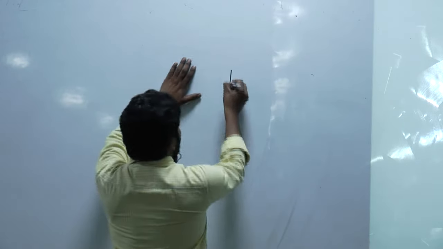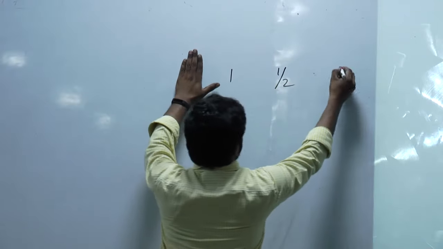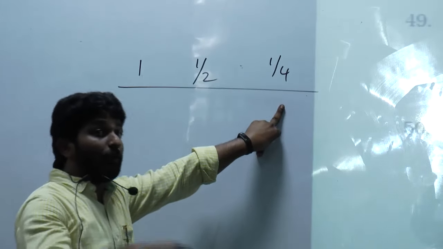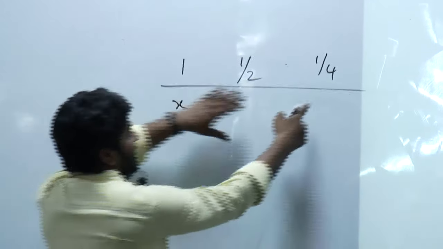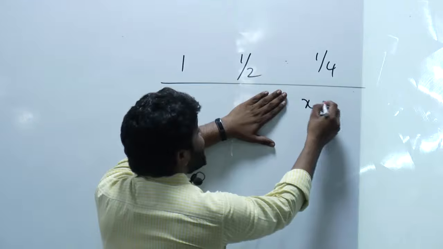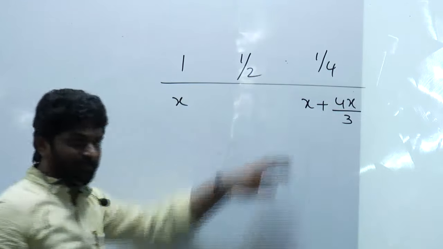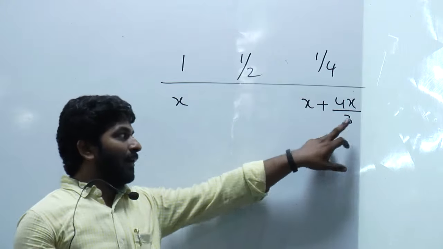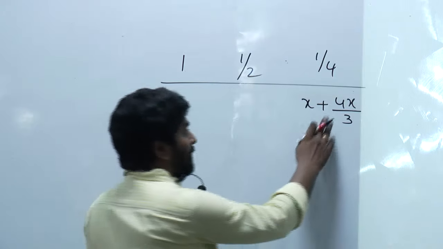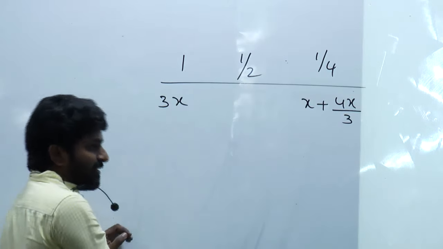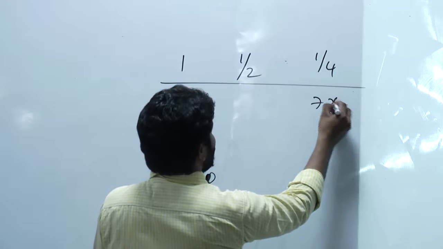4 by 3 times more than what? 1 rupee coins. Find the number of 1 rupee coins. You are asked about 1 rupee coins. So let's say I have 1 rupee, 50 paisa, 25 paisa coins here. The number of 25 paisa coins is 4 by 3 times more than the number of 1 rupee coins. So if it is x coins, this will be x plus 4x by 3. As I have 3 here, for that purpose, let me take this value as 3x. In that case, that becomes 7x.